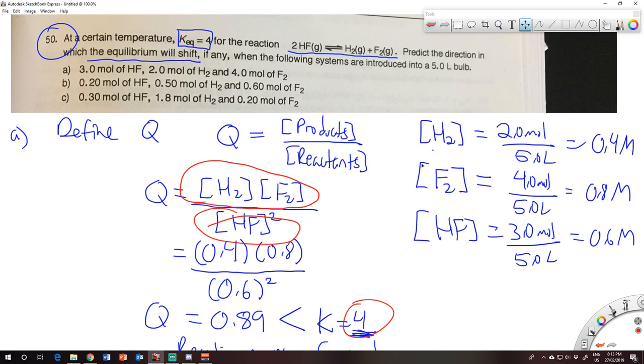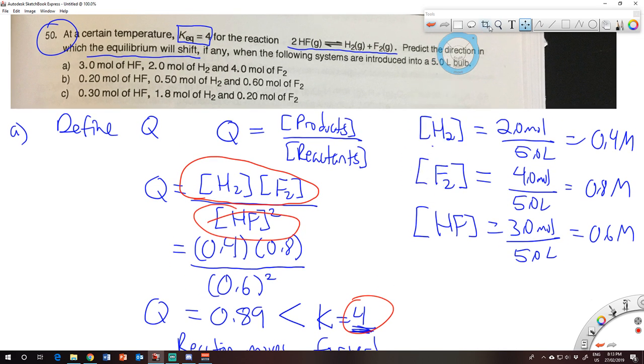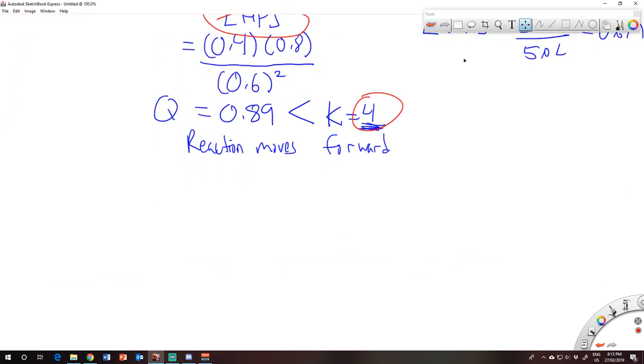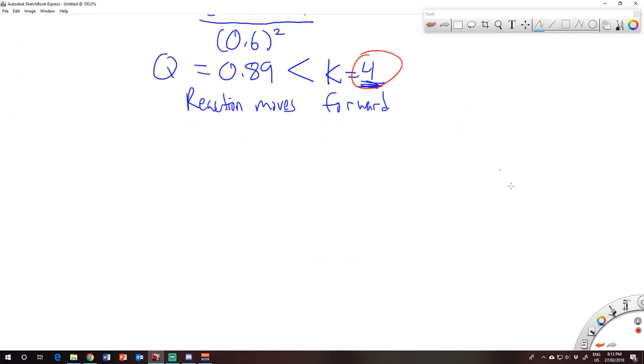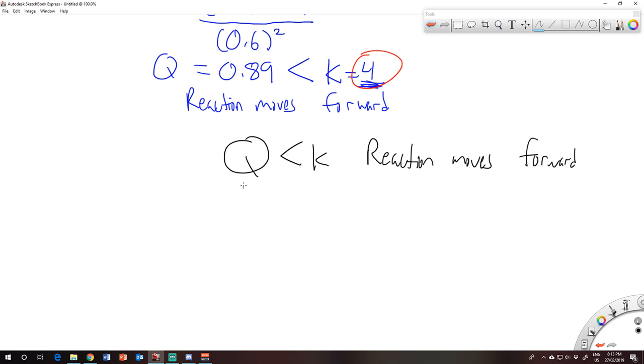Alright, B is kind of the same thing, we just change the concentrations of HF, H2, and F2, but you would do basically the same calculation and check how Q compares to K. If you remember from our notes the other day, the conditions were: if Q is less than K, reaction moves forward, which is the case we got here. If Q is greater than K, then the reaction goes backwards.